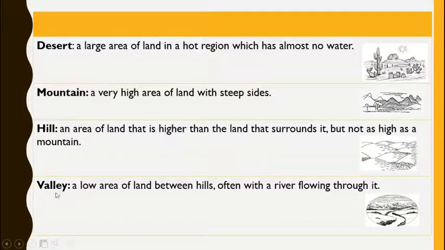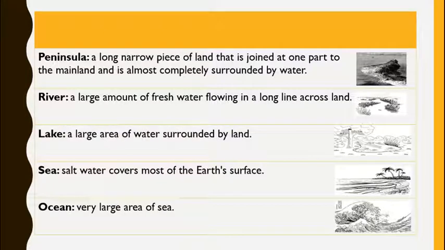Valley. Valley is a low area of land between hills, often with a river flowing through it. So, can you see in the picture? These are hills. We have a hill over here and another one over here, and there is a river going along in between them. This is called a valley. This is not a high land, this is a low area of land.